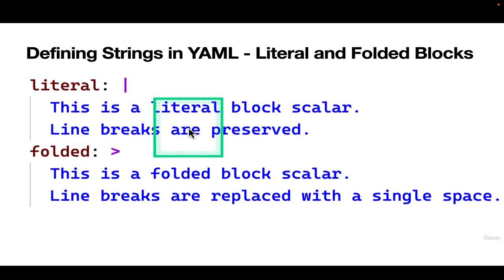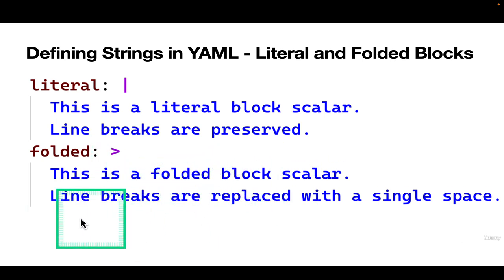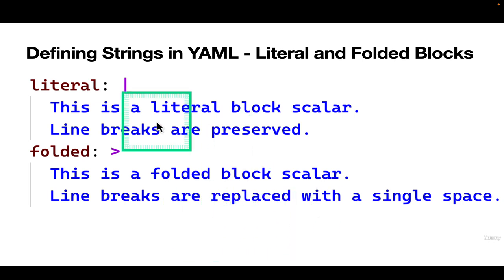So use literal and folded blocks for multi-line strings, or when you need to preserve or fold line breaks respectively. This depends: if you want to preserve the line breaks, use the pipe symbol. If you don't, but want to make it more readable, use this, but eventually it will be stored as a single line. You can have more lines, and they will all be saved as a single line, while with the pipe, if you add more lines, they will be stored multi-line.